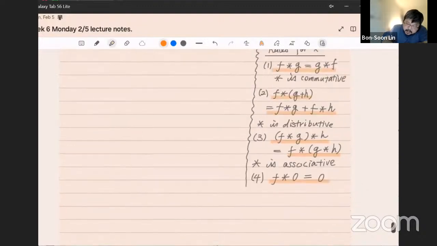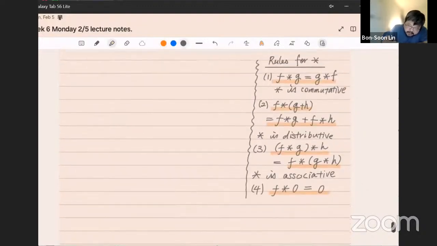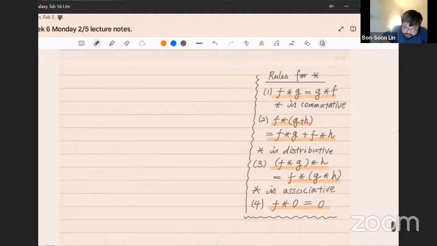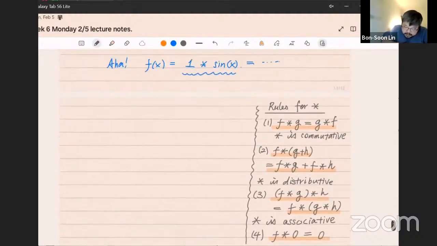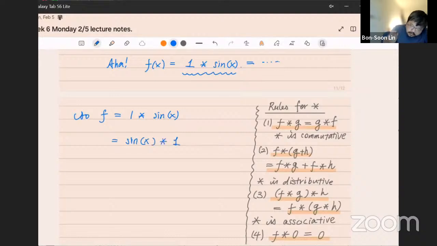Okay. So we have these basic rules. Again, the proofs are not too hard, so I'm not going to prove it. It's just applying the definition. You'll see they fall off very easily. But why do I mention this one right here? It's because to calculate 1 star sine x, I could calculate sine x star 1. It's just because in this definition, it's easier to use for the convolution.